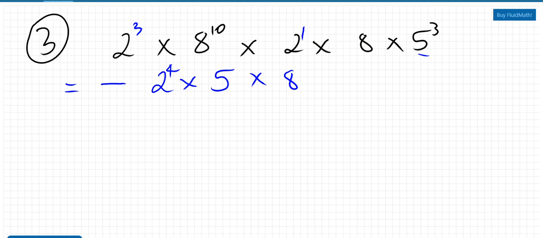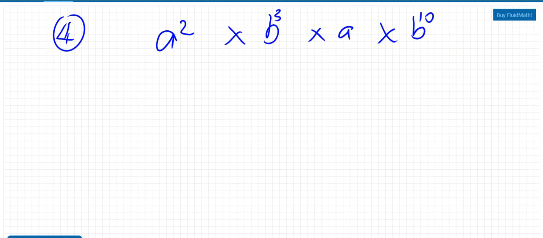And now my 8, this has a power 10. Oops, sorry, it disappeared. And that has a power 1. What is 10 plus 1? That is 11. If it helps, cross off the bases once you've used them. So that I've used my 8s now. And I'm left with this 5 to the power of 3. There are no more bases with 5, so it stays the same. The 3 doesn't change, and that's my final answer. Don't forget it's a negative, and I've got my bases there, and their powers have changed.